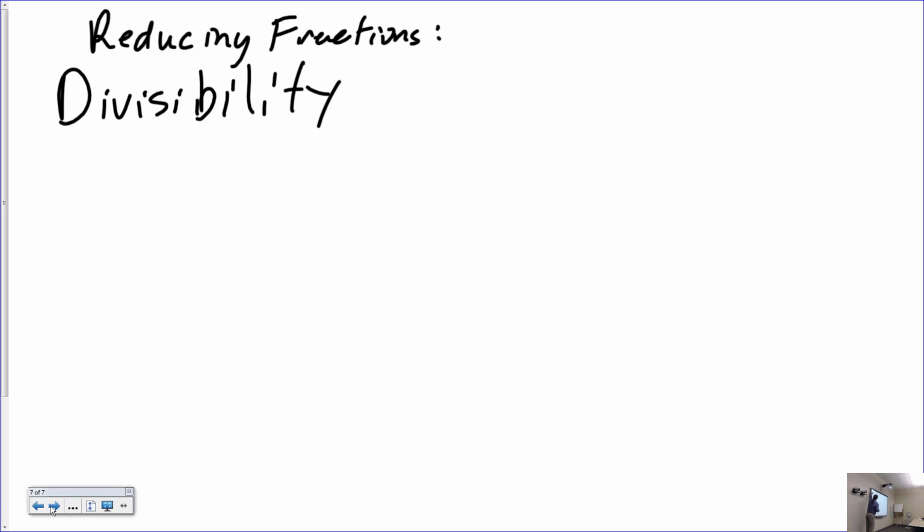So we can reduce fractions when the numbers in the numerator and the denominator are both divisible by the same number, okay? And so what you need to do is tell me what the rules are for when something is divisible by a value, right? So when is something divisible by 2? It's even, right? That's kind of the way we write it.